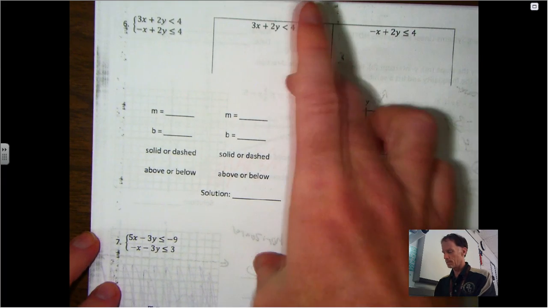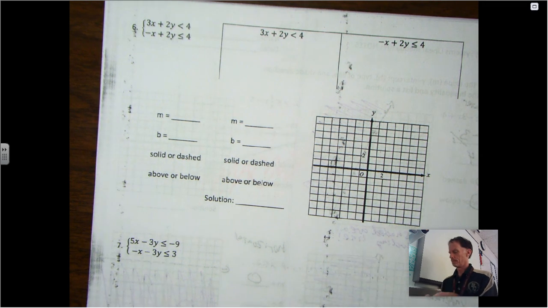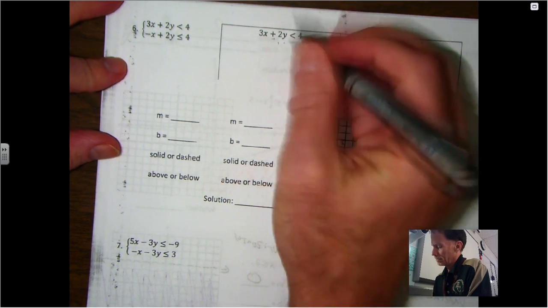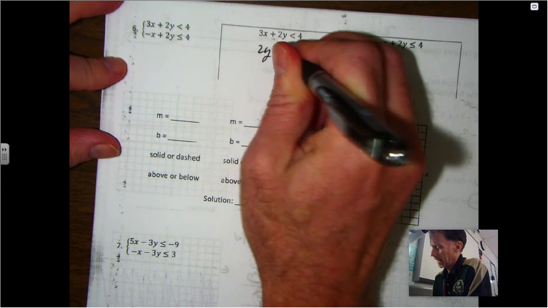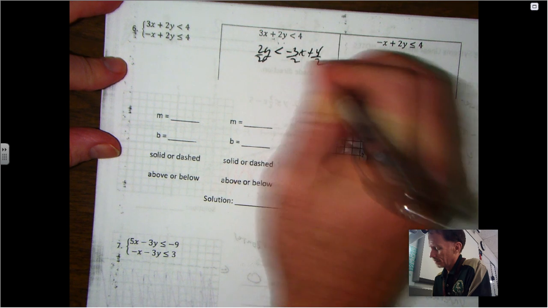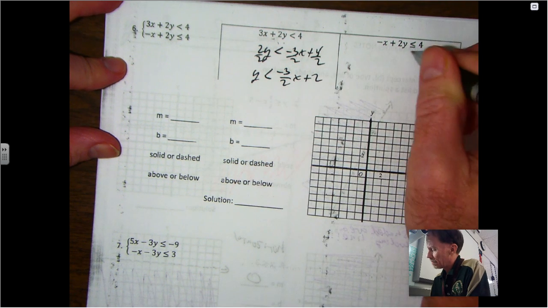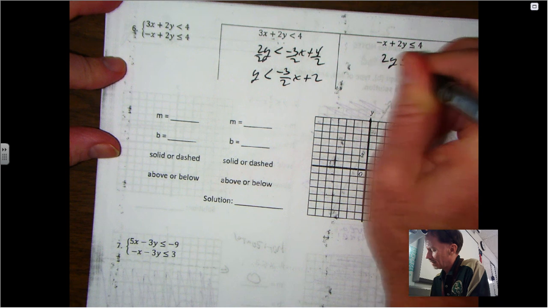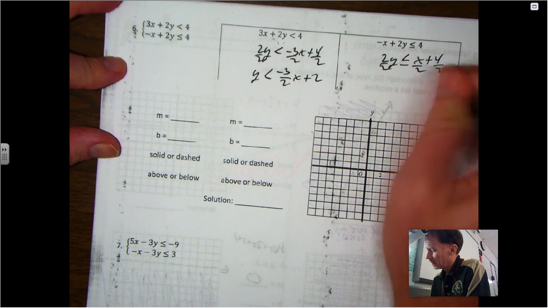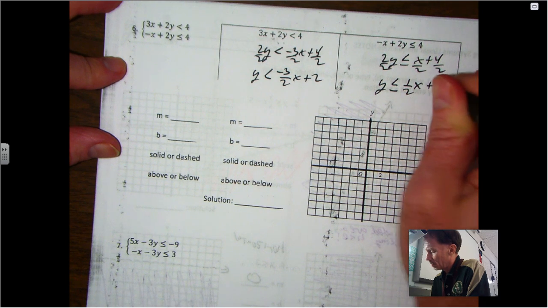Now, these last 2 do involve a little bit of algebra, so we got to get y by itself first, and we'll kind of go from there. So on this example here, remember, we want to get y by itself, so just do your algebra. So we got 2y is less than -3x plus 4. Divide everything by 2, and we have y is less than -3 over 2 x plus 2. Do the same thing on this guy. 2y less than or equal to x plus 4. Divide everything by 2. And we have y less than or equal to 1/2 x. Remember, x over 2, same thing as 1/2 x plus 2.